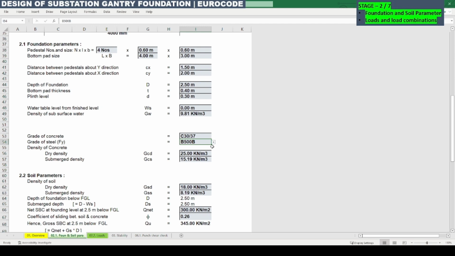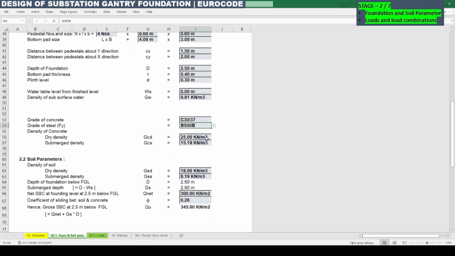Grade of steel we can assume as B500B. There are other two types also, B500A and B500NC. Generally this NC is mainly applicable for areas where seismic is applicable. So for a severe seismic location we need to consider B500NC, and B500A is for ordinary or normal construction, but for important construction we need to consider B500B.